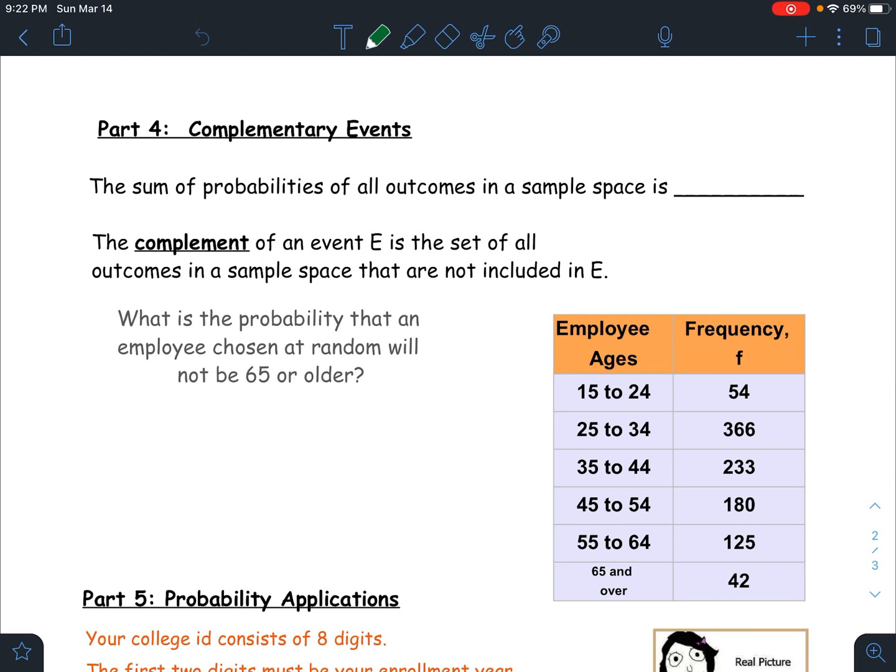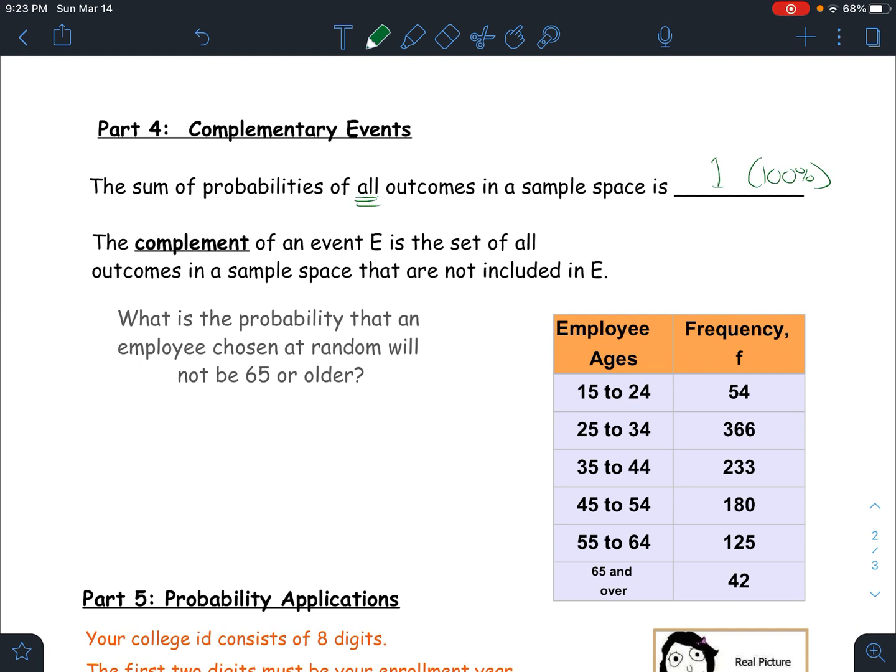Complementary events. Two events that complement each other together encompass the entire sample space of an event. Let me show you what I mean by saying that. The first thing we need to establish is that the sum of the probabilities of all the outcomes in a sample space altogether is 1. We could also say 100% if you like thinking in terms of percentages, but if you add all of the probabilities together, we get a grand total of 100%.